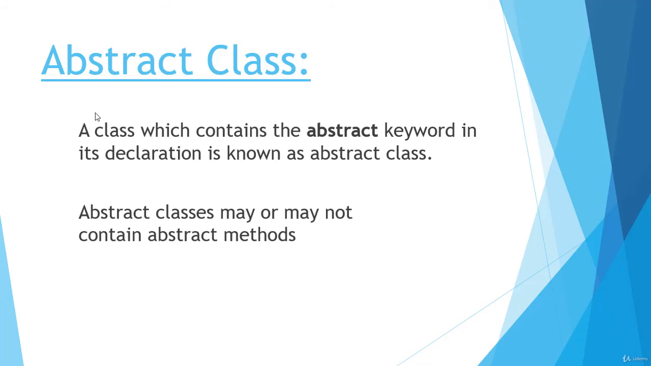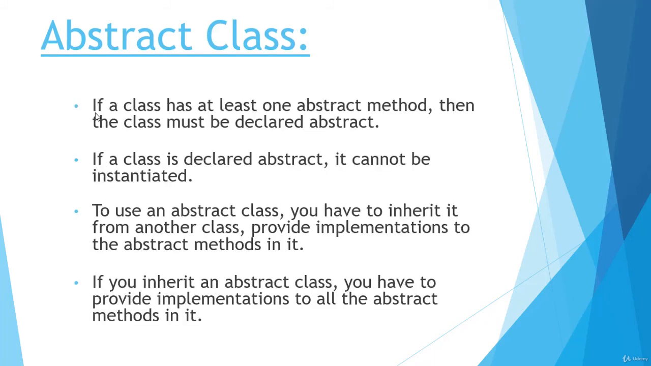We will discuss abstract methods in our next class, in which we learn about them in detail. Now remember these points about abstract classes. If a class has at least one abstract method, then that class must be declared abstract. Now if we have declared an abstract method in our class, then we have to make that class abstract. If a class is declared abstract, then it cannot be instantiated.